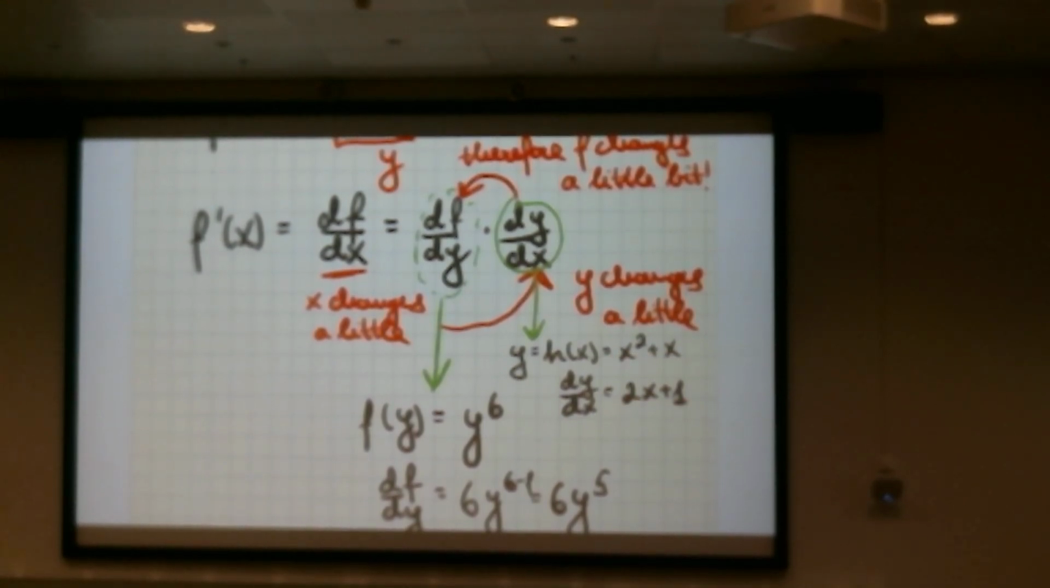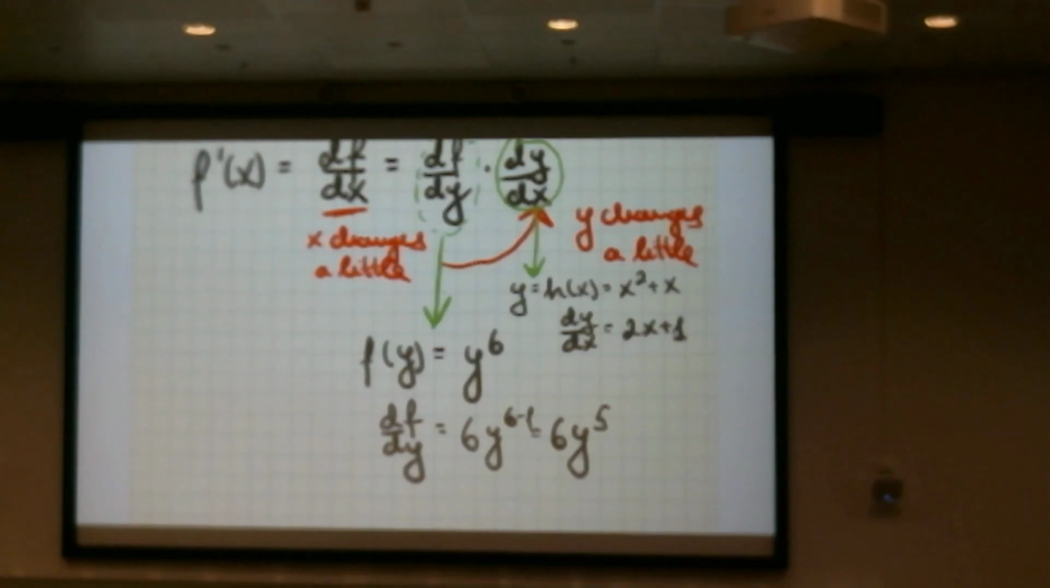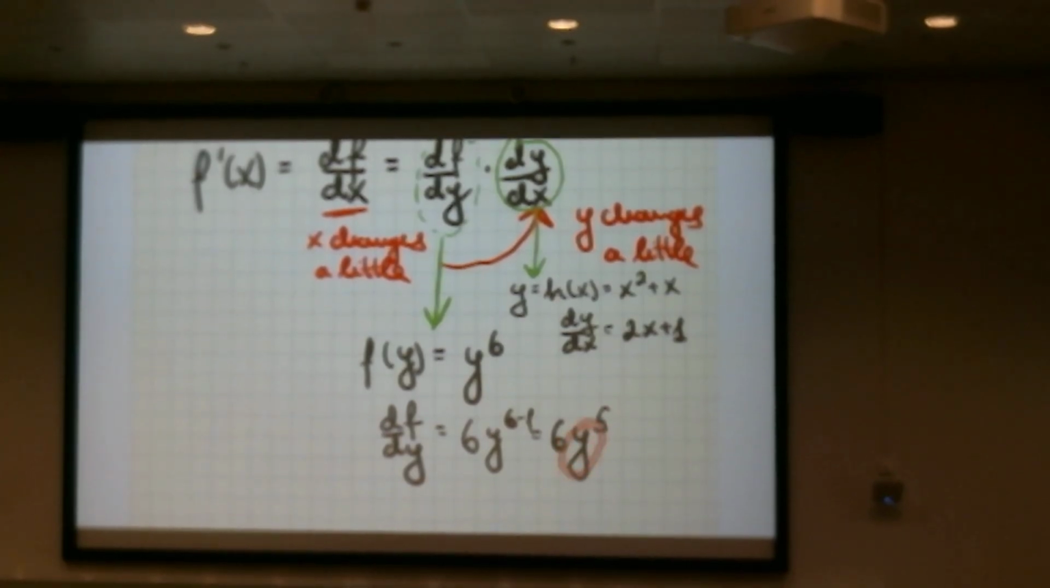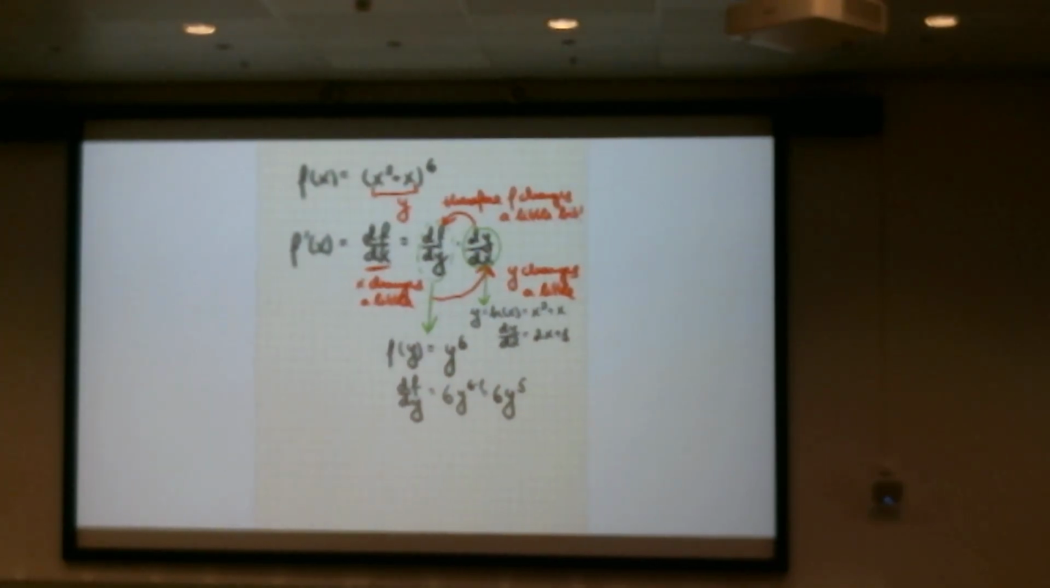And now we just need to plug things back. So we split the problem in 2 parts and we just multiply. So we need to take this, plug it back here. We need to take this, plug it back here, and remember that we cannot keep y. We just insert the definition of y in terms of x. Alright, so now plug everything back.